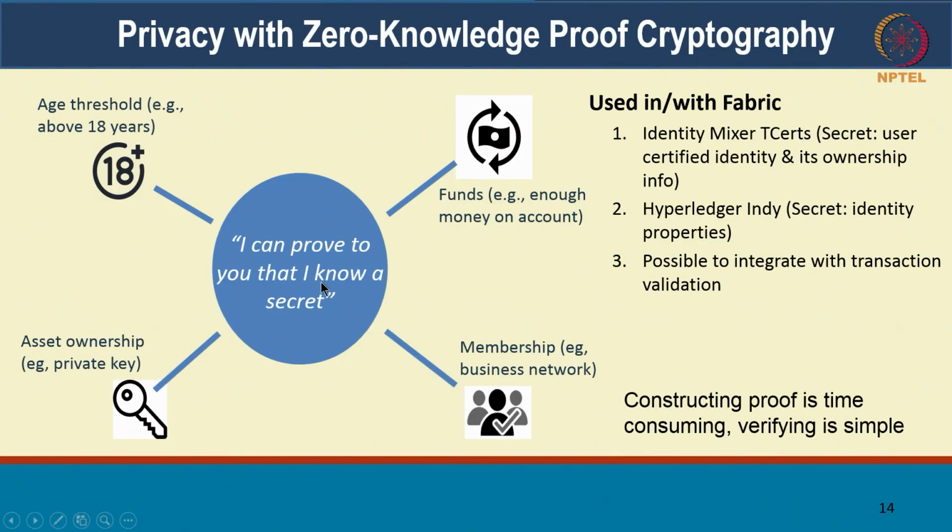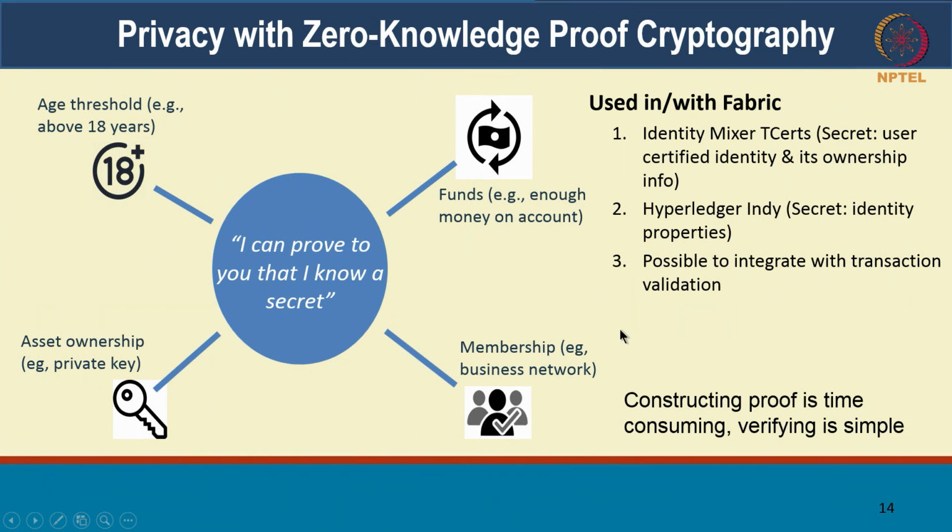There are also proofs about membership, right? I want to prove to you that I'm a legitimate user of the network. I'm a permissioned user, but I don't want to reveal my identity. So that's also another place where zero knowledge is used, where I don't reveal my identity, but I prove to you that I'm authorized for access. Right? And of course, asset ownership. I want to prove to you that I own an asset without revealing to you what that asset is. Right?